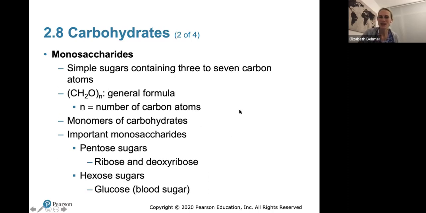So these are monosaccharides. They're simple sugars. Some important monosaccharides are pentose sugars, ribose and deoxyribose, which will make up our DNA and our RNA. And the most important monosaccharide is probably glucose. That's a hexose sugar. Hexose means it is made up of 6 carbons, and pentose means it's made up of 5 carbons. So that's where we get that.